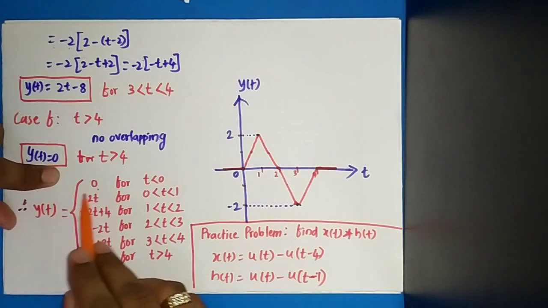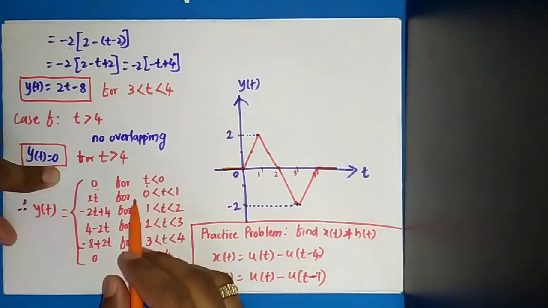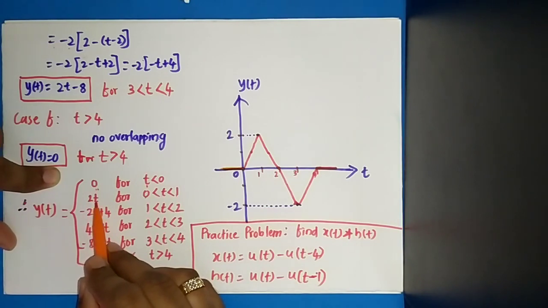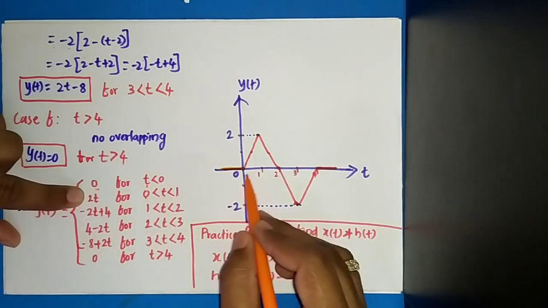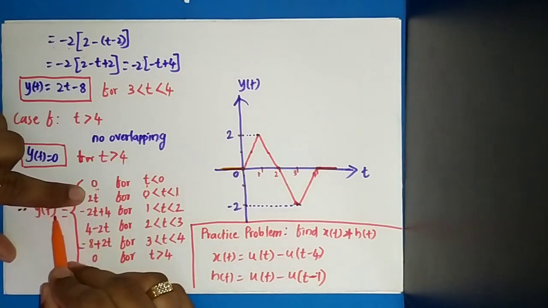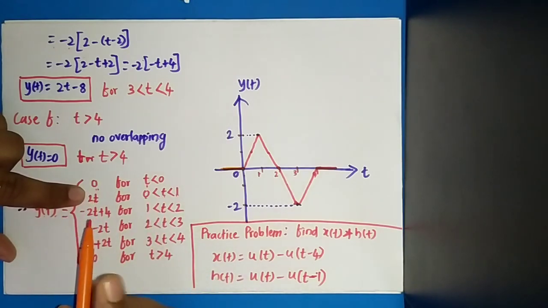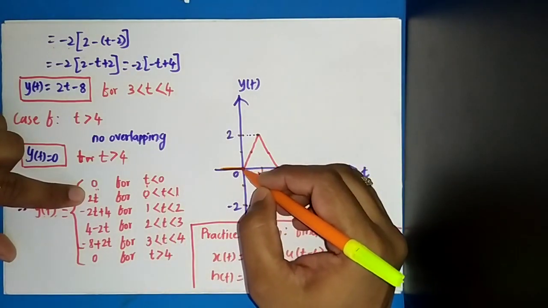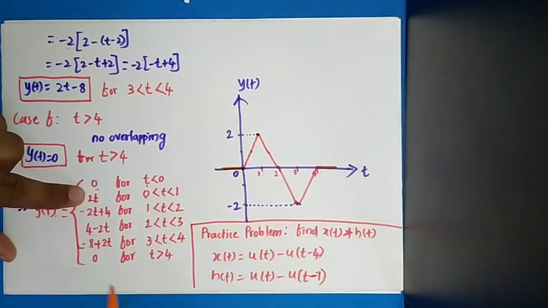Y of t is 0 for t less than 0, that's why it is 0 here, up to 0. Now for t between 0 and 1, what is it? It is 2t. So y of t is equal to 2t for t between 0 and 1. If I simply substitute 1 here, y of t is equal to 2, and if I do 0.5, it is 0.5 into 2, which is equal to 1. So y of t is equal to 1 for t equal to 0.5. So in that sense, you can say it goes from 0 to 2. At 1, it will be at 2.